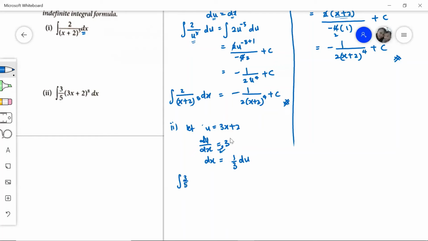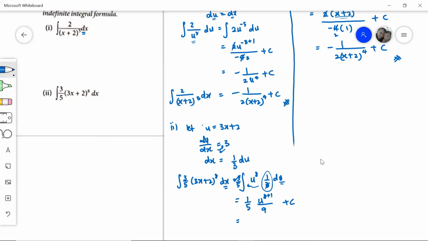3 over 5 times 3x plus 2 raised up to the power 8 dx. Now we do the substitution. Put the 3 over 5 outside. We replace with u to the power of 8. The dx also we need to change, to 1 over 3 of du. And this coefficient can be brought out to the front. So we have 3 and 3 simplified, left with just 1 over 5. And now we integrate u to the power 8 with respect to u. So copy everything, plus 1 to the power, divide by the new power, and then plus c.